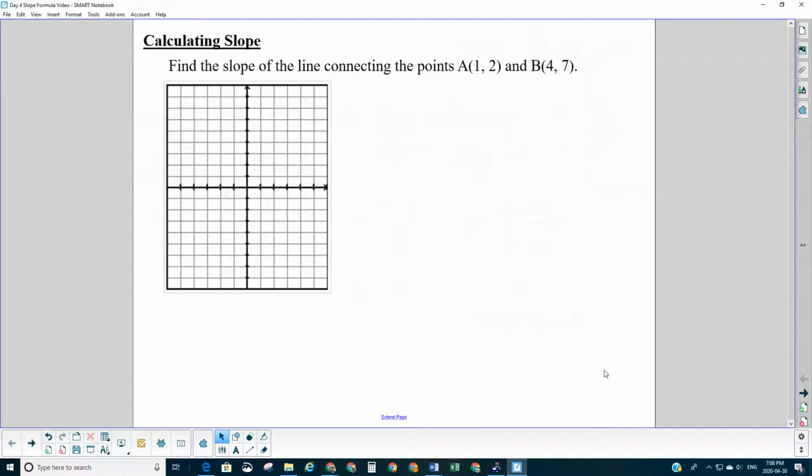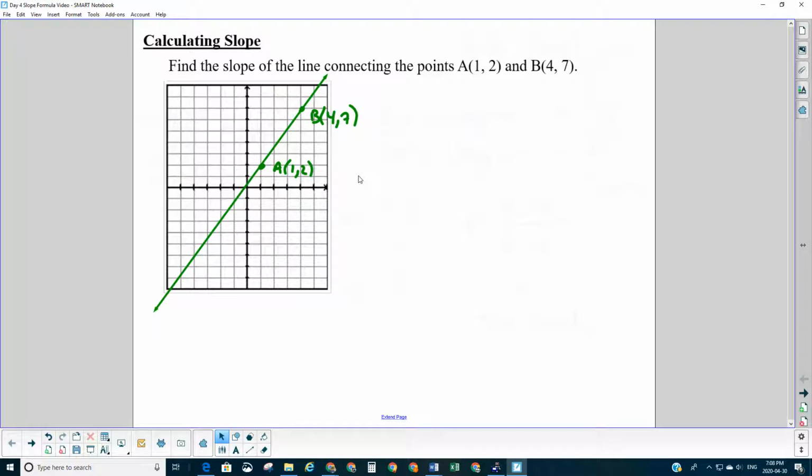Today we're going to talk about a new way to calculate slope, and we'll base it on what we learned last lesson. So if you look at this question, find the slope of the line connecting the points A(1, 2) and B(4, 7). We can plot those right on this graph. So there's A and there's B, and then the line connecting those. Now that line goes on forever, or just the line segment in between, doesn't matter.